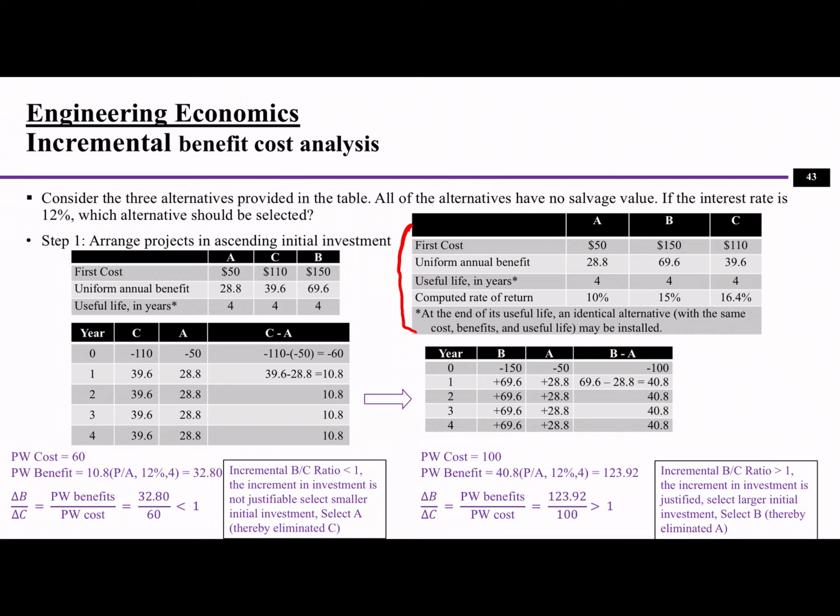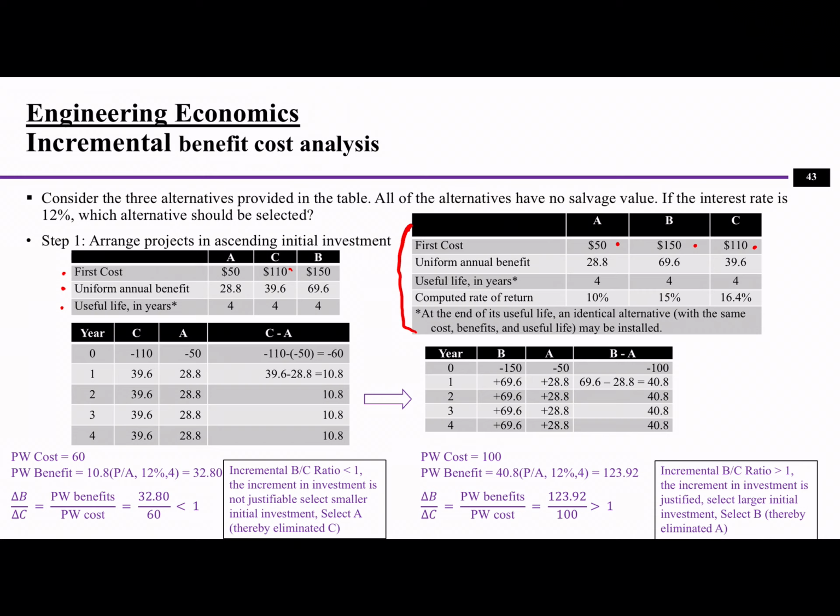Step 1: we have these 3 alternatives, and the first thing we want to do is rank them, or put them in a sequence. We set up the table with first cost, uniform annual benefit, and useful life in years. Because the first cost of A is 50, B is 150, and C is 110, we put them in a sequence based on those costs. So C will be in the middle.